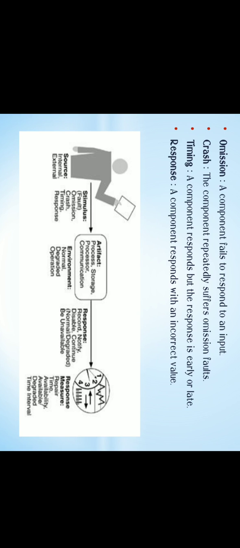Next is crash. A crash is when the component repeatedly suffers omission faults, that is, when the failure comes multiple times, responding to the input in some other way than the correct one. Multiple occurrences of omission are called a crash. Therefore, a component that repeatedly suffers from omission faults is known as a crash.